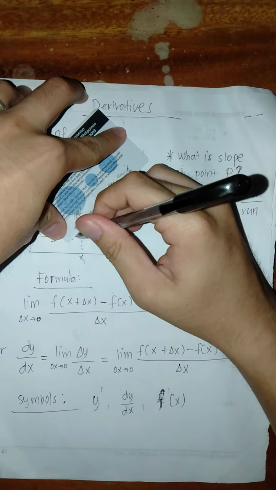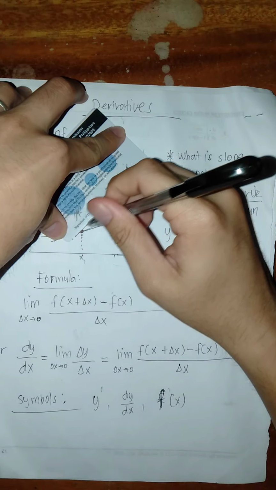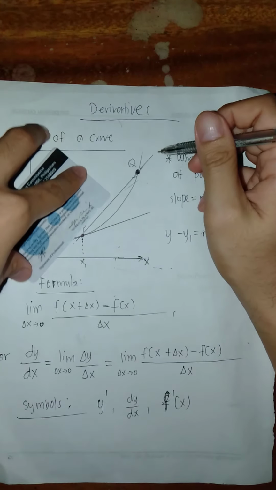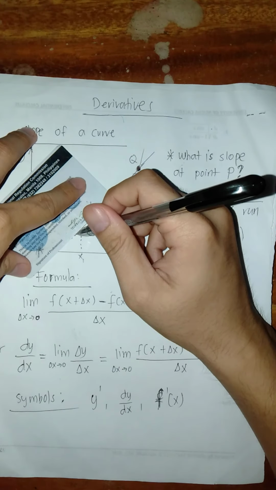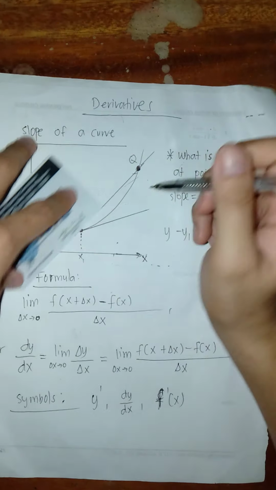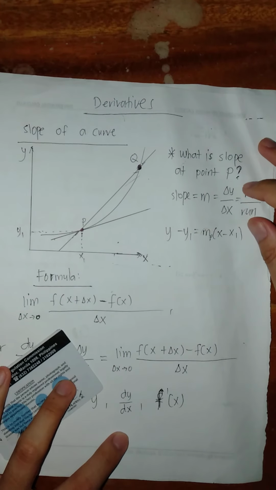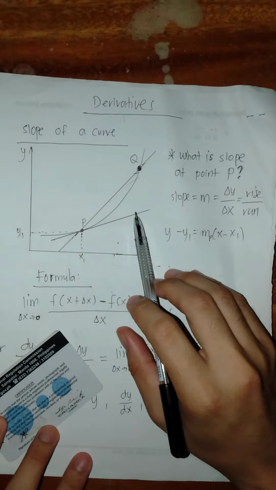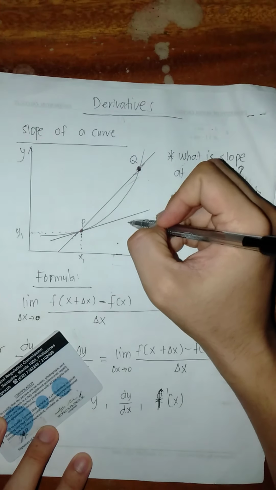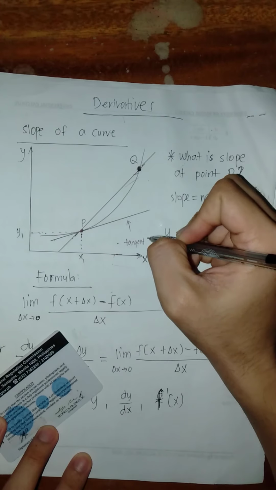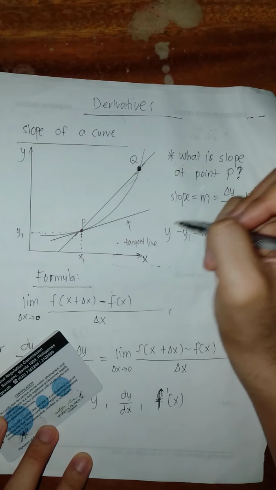Pardon me guys if I use my... I'm very devoted to my PRC license. So, I create a line that is passing at points P and Q. Question, is it a tangent line? No. Because a tangent line, let me repeat, this is your tangent line. A tangent line is a line that touches a curve at only one point.